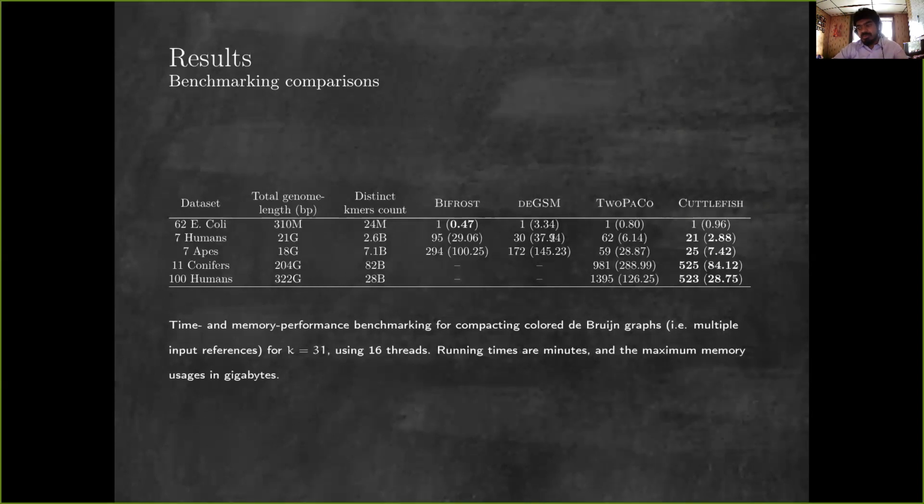For 100 humans, we were able to run only Tobacco and Cuttlefish on our hardware, with Tobacco requiring around 23 hours and 126 gigs of memory, while Cuttlefish required less than 9 hours and using just 29 gigabytes of memory.